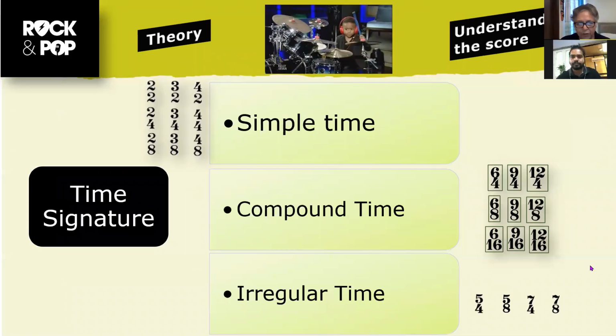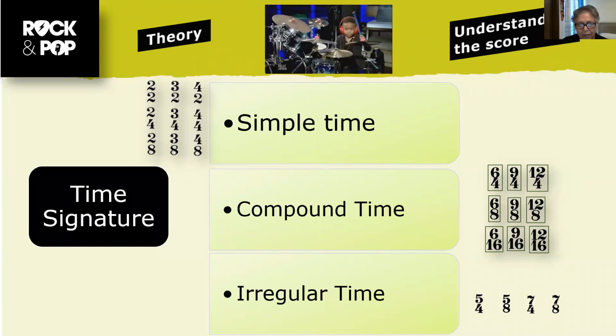Right. So let's look at time signatures, which are very, very important for drummers because they are the timekeepers, as Pratik mentioned in the beginning. So here we've just shown you three types of time. One is simple, compound, and irregular. Simple time, where the beats divide into twos and fours. Compound, they divide into threes and sixes. And irregular time, where the beats divide irregularly. No threes, sixes, or twos and fours.